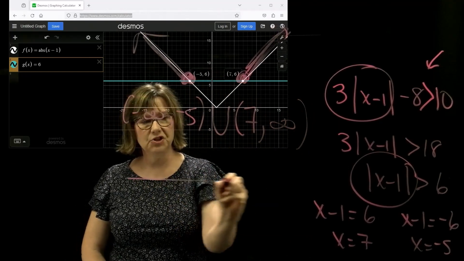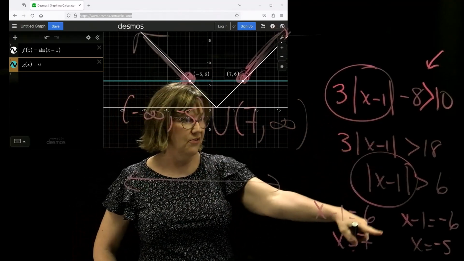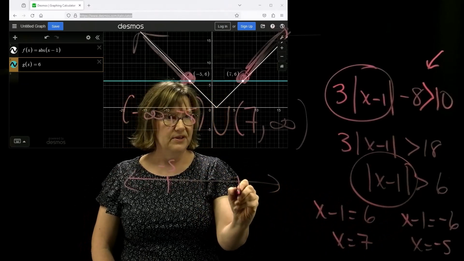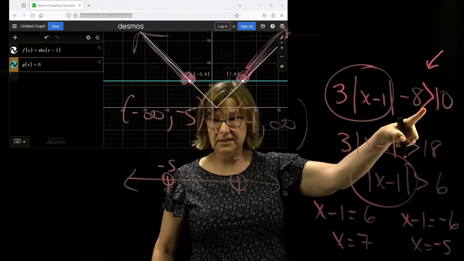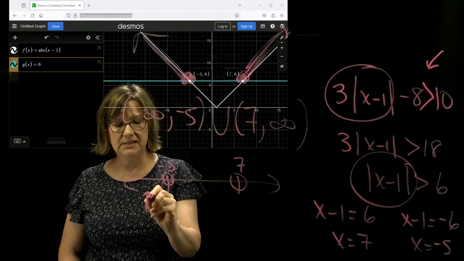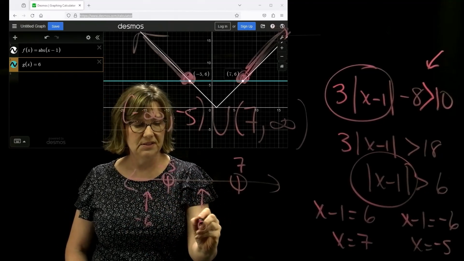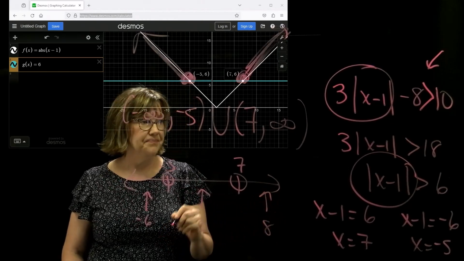Now, some teachers might have done key points when you were in high school where you solve it as if it's an equal sign, and you have what? -5, and you have 7. These are holes because it can't equal, right? It's not equal. And then you might have done test points. So you might have subbed in, say, a -6 for input to see what happens. Subbed in 0 to see what happens. And maybe subbed in 8 to see what happens, okay? So we could do that.